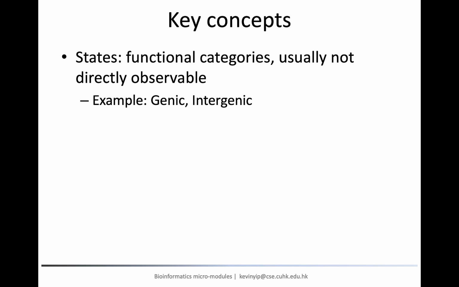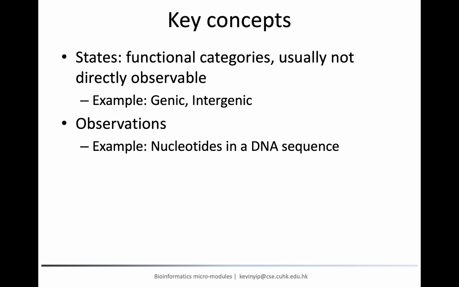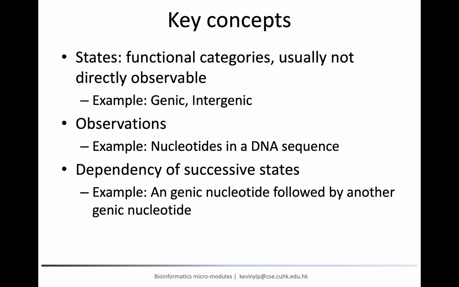In order to infer the hidden states, we make use of some observations. In our gene finding example, the observations are the nucleotides in the DNA sequence. Finally, another important concept is that successive states have dependencies rather than being independent of each other. For example, since each human protein coding gene is several thousand nucleotides long on average, we would expect that if a nucleotide is within a gene, the next nucleotide is also likely within the same gene. In other words, the state of a nucleotide depends to some extent on the state of the previous nucleotide.